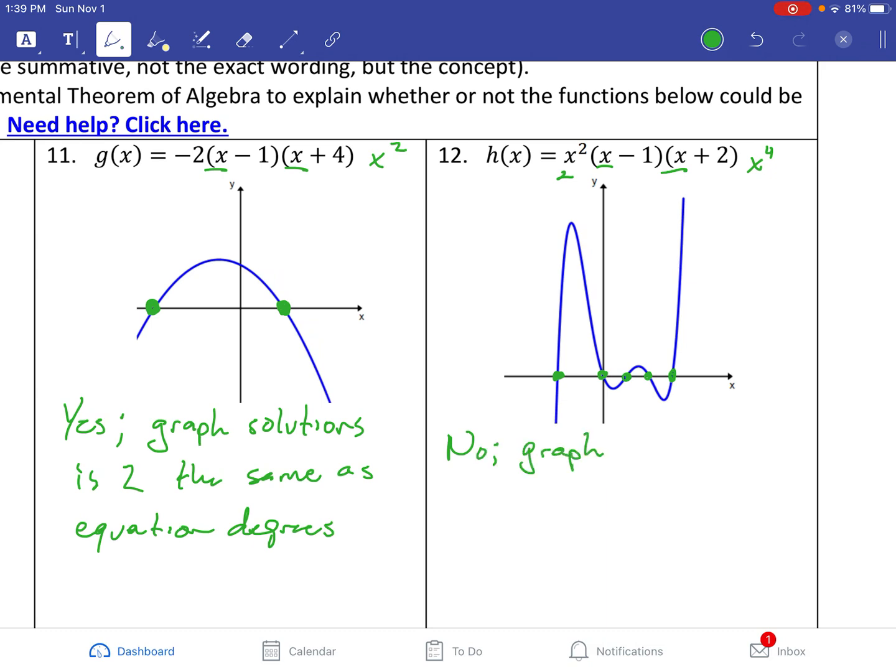Graph has more solutions than equation has degrees.